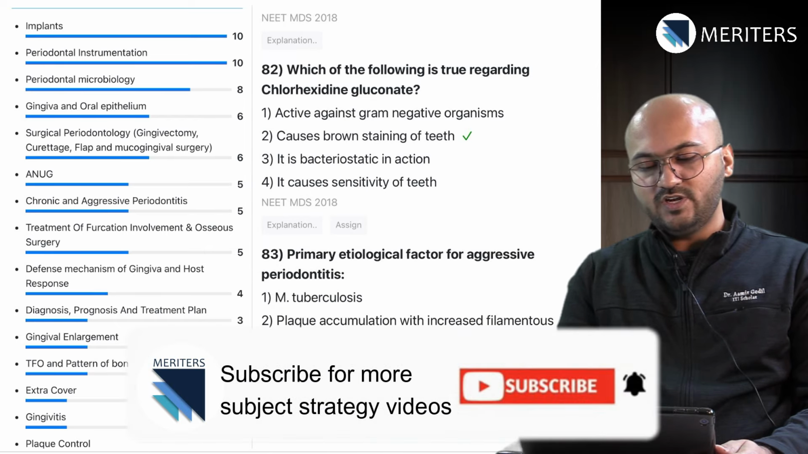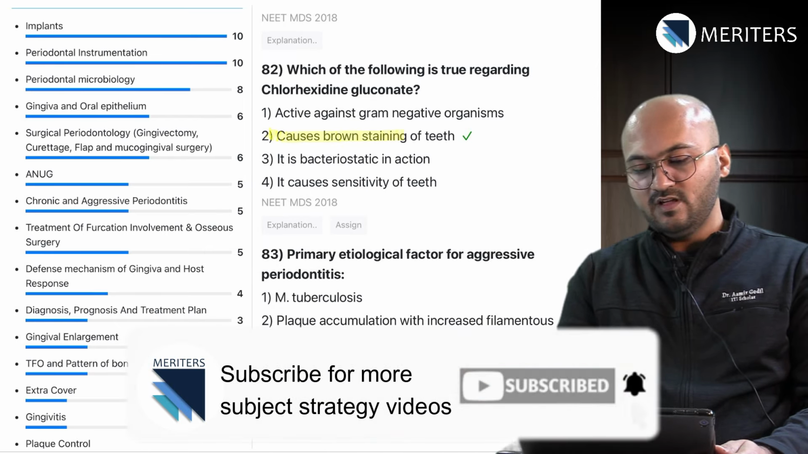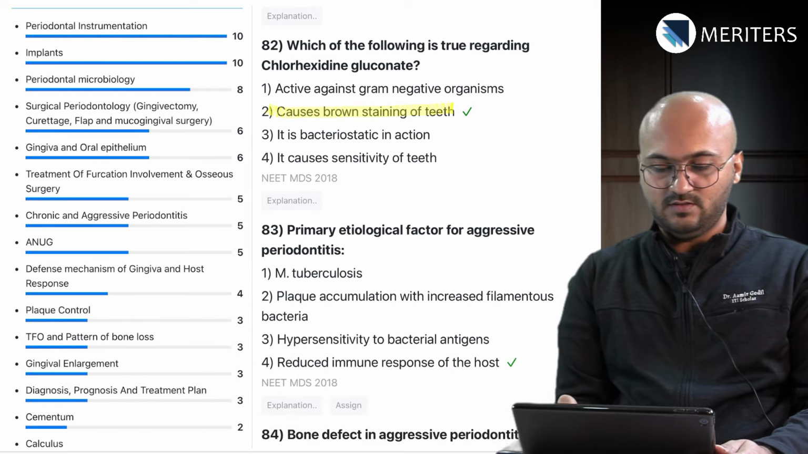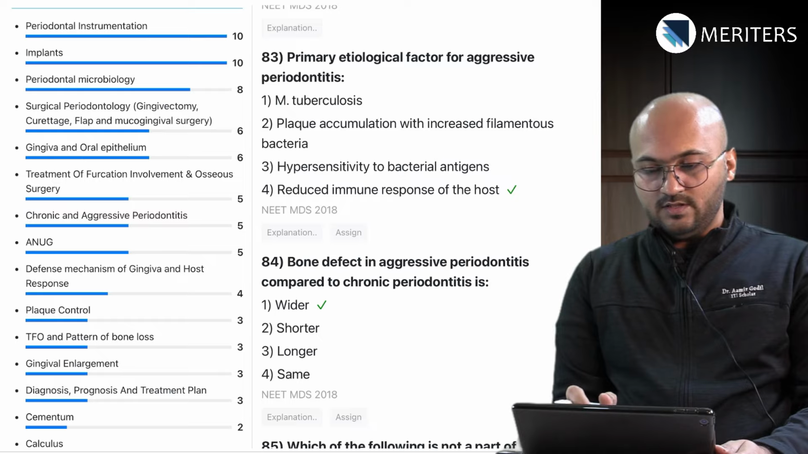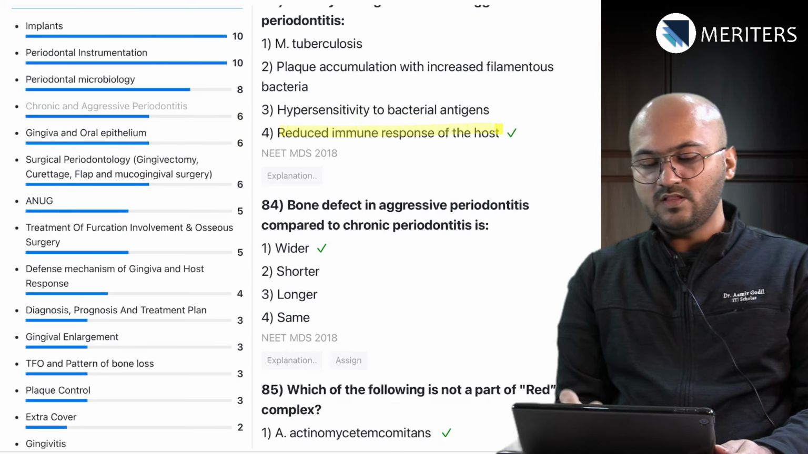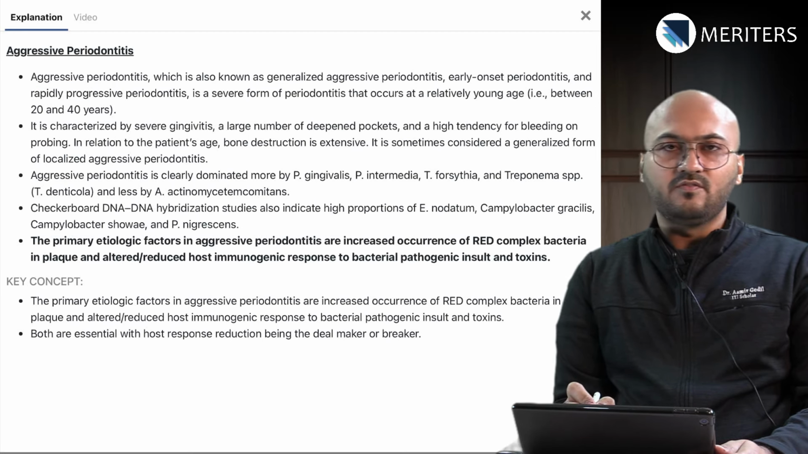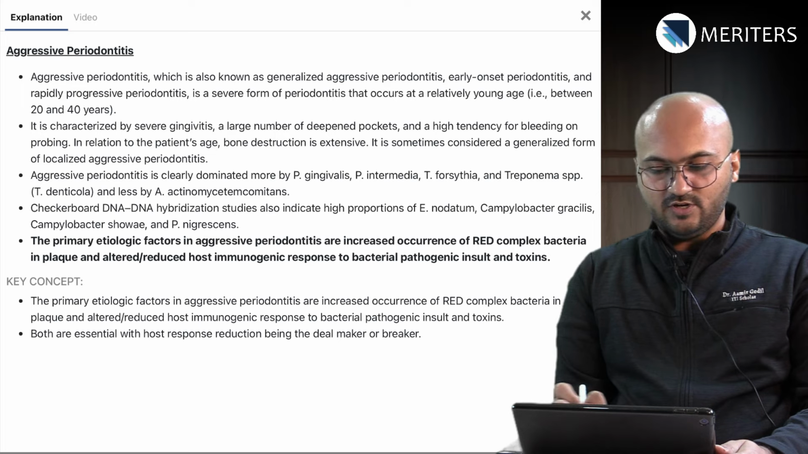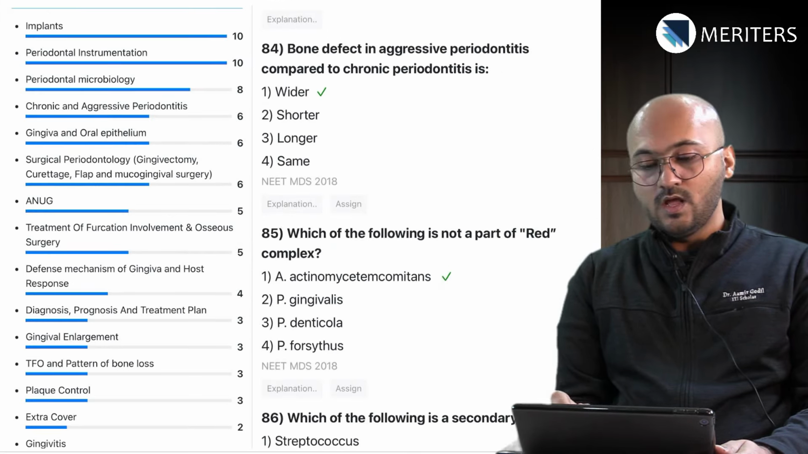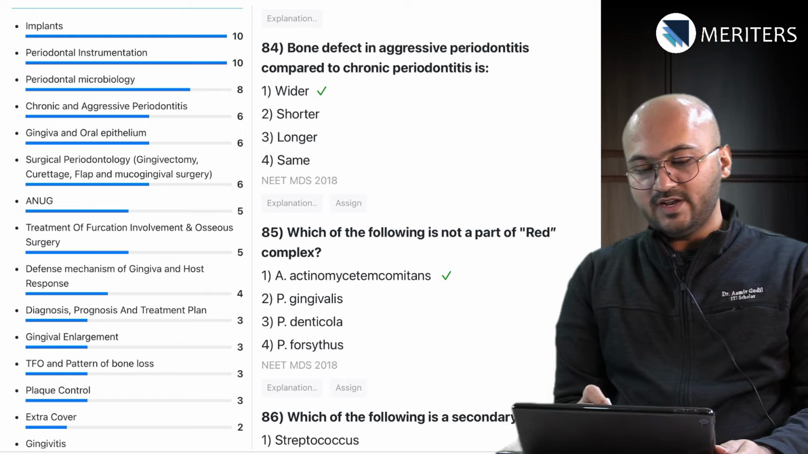Which of the following is true regarding chlorhexidine gluconate? First question on chlorhexidine, I'm surprised. It causes brown staining of teeth. Then the primary etiological factor for aggressive periodontitis is reduced immune response. There are a lot of factors with regards to aggressive periodontitis. You can go through the explanation and the video. Bone defects in aggressive periodontitis compared to chronic periodontitis is wider.